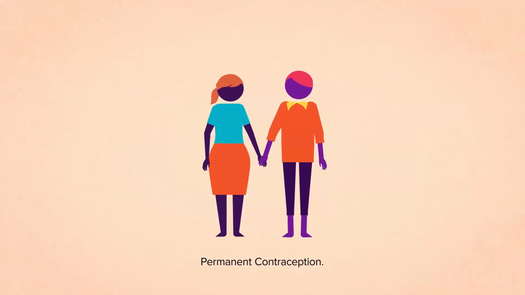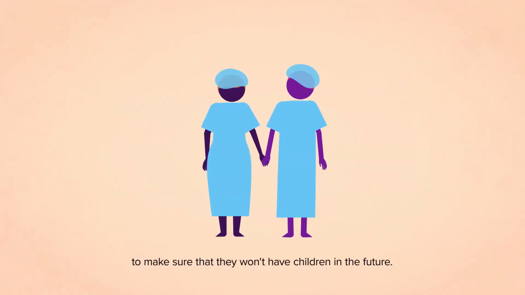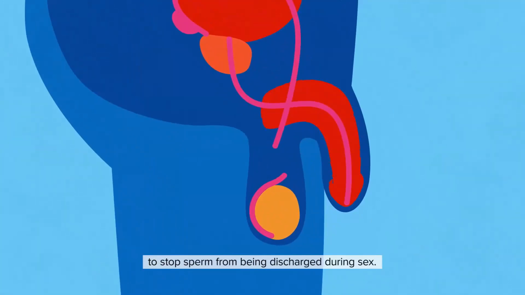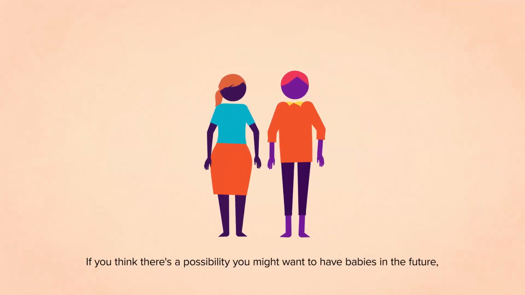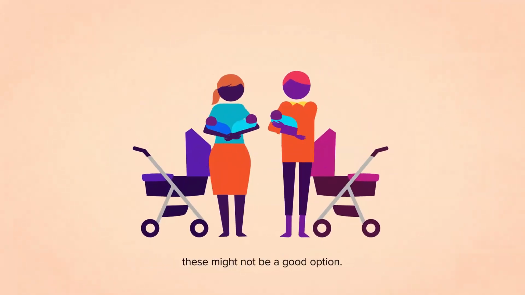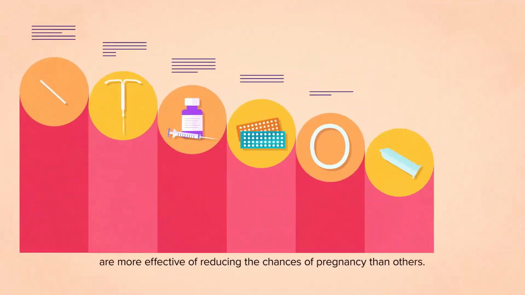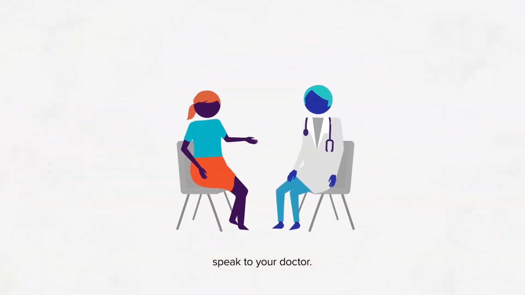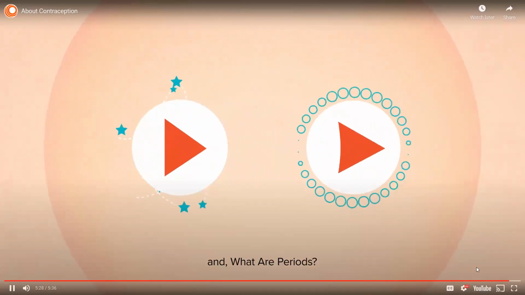Permanent contraception. Permanent contraception is when a man or woman has surgery to make sure that they won't have children in the future. For a man, it involves cutting small tubes inside his body to stop sperm from being discharged during sex. For a woman, it involves clipping the small tubes in her body to stop eggs moving into her womb. If you think there's a possibility you might want to have babies in the future, these might not be a good option. Be aware that some of the methods in this video are more effective at reducing the chances of pregnancy than others. If you're unsure which is best for you, speak to your doctor. In the meantime, you might like to watch our other videos on how pregnancy begins and what are periods.